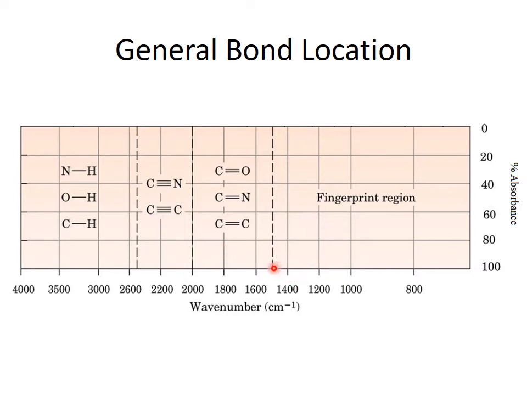The fingerprint region, some people will say it's 1600 and below. Some people will say it's 1500 and below. It's kind of just in that general range. Remember that the fingerprint region is always truly a fingerprint for a specific molecule.